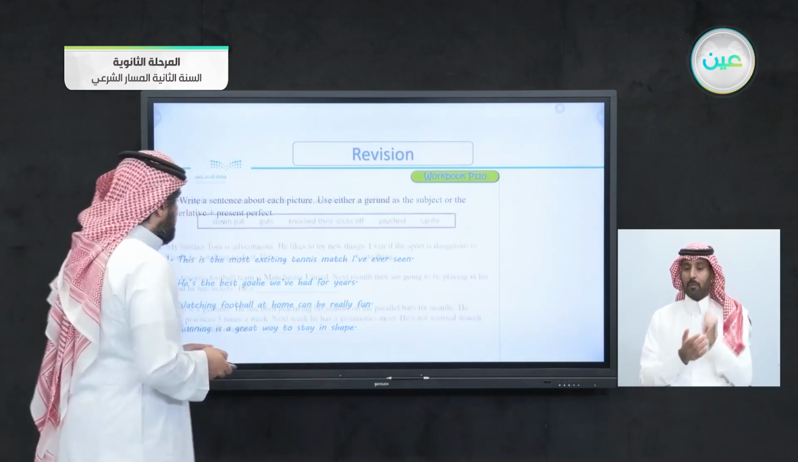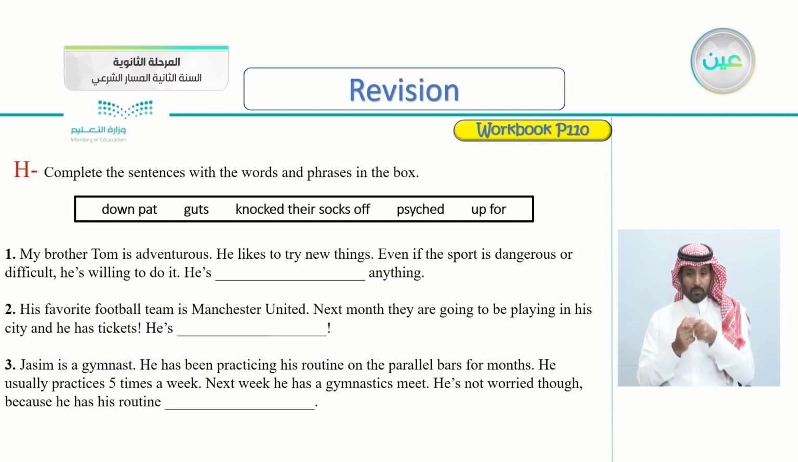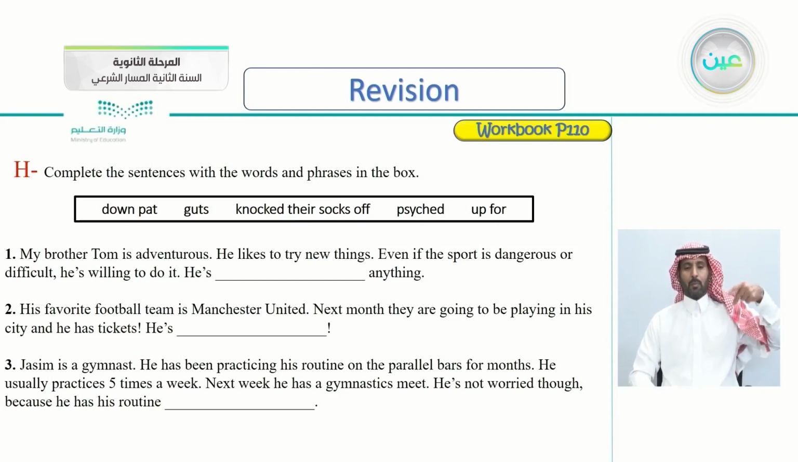Continuing here with exercise H on the same page, 110. Complete the sentences with the words and phrases in the box. So you see the sentences here and they have gaps. We have to fill them using the words in the box. Down pat, got, knocked their socks off, psyched, and up for.